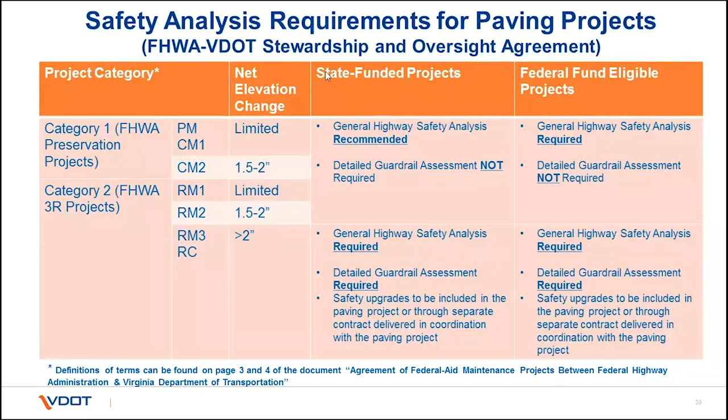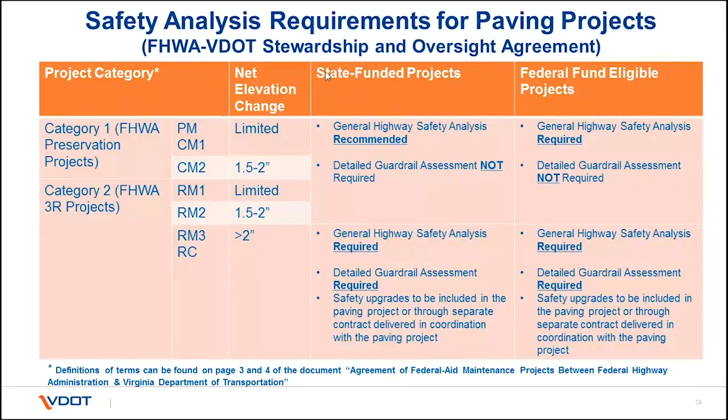The biggest difference between the Category 1 projects and the Category 2 projects is that the Category 2 projects are the ones where the final pavement surface results in a net change in elevation of more than 2 inches, which FHWA categorizes as 3R projects. In that situation, a more detailed general highway safety analysis is required, and in some places, some site-specific safety analysis is also going to be required. In addition to that, a detailed guardrail assessment is also required for those types of projects.